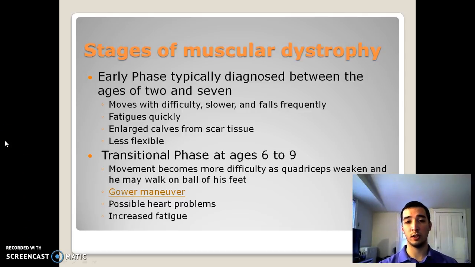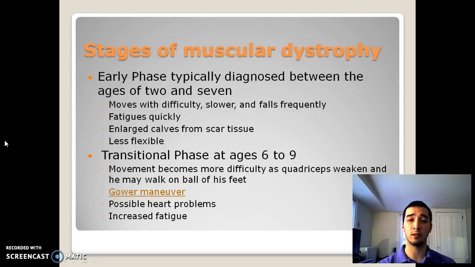So in the early stage, which is typically diagnosed around the ages of 2 to 7, movements can be difficult. They'll move slowly and fall frequently. They'll also begin to fatigue quicker. Their calf muscles will become enlarged, but because of scar tissue, and they'll notice that they're going to have less flexibility in their joints.